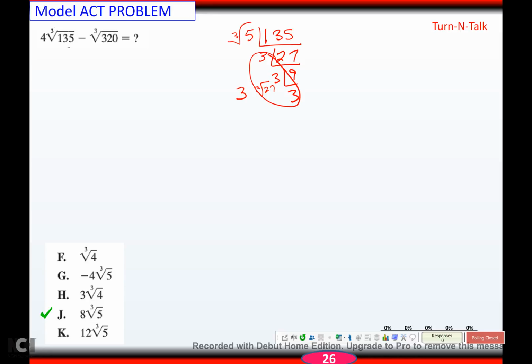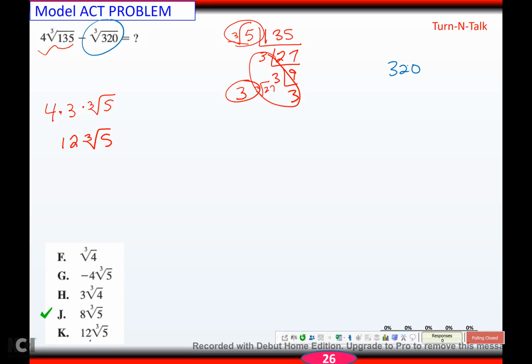And then this guy's going to have to go back in. So for this term, I have the 4 that's already there, times my perfect 3, times the cube root of 5. So 4 cube roots of 135 is really 12 cube roots of 5. Okay, we're going to do the same thing to the cube root of 320.